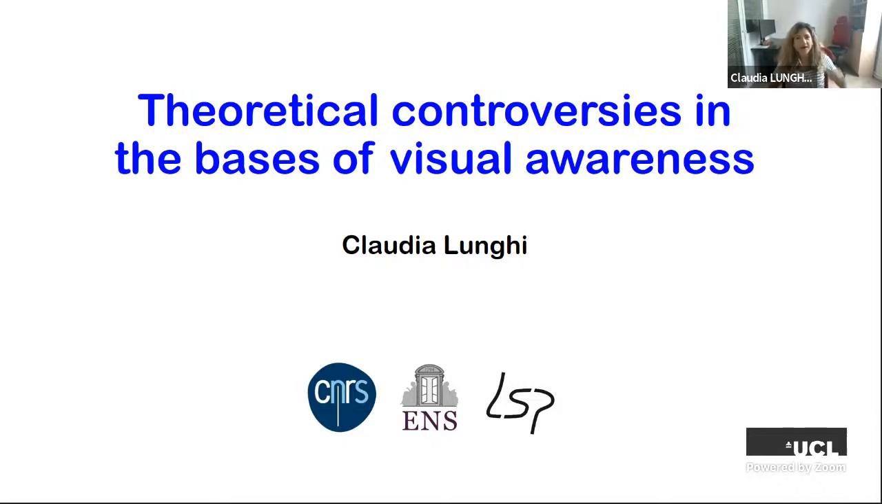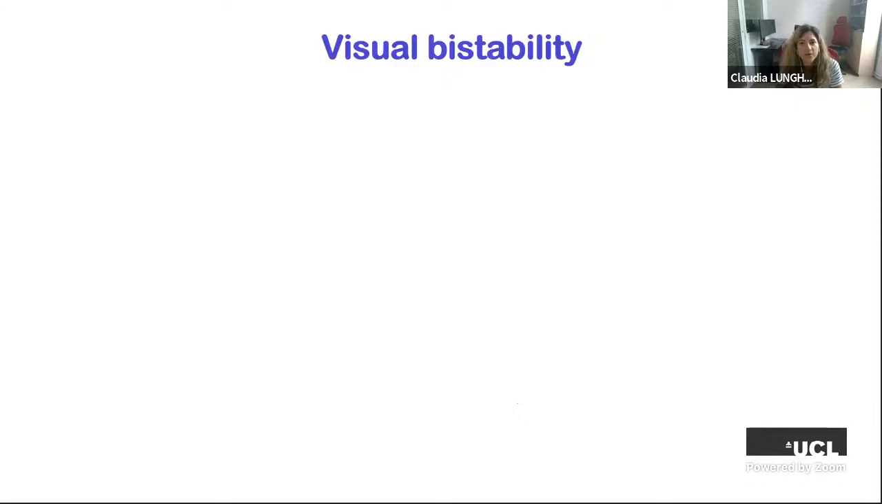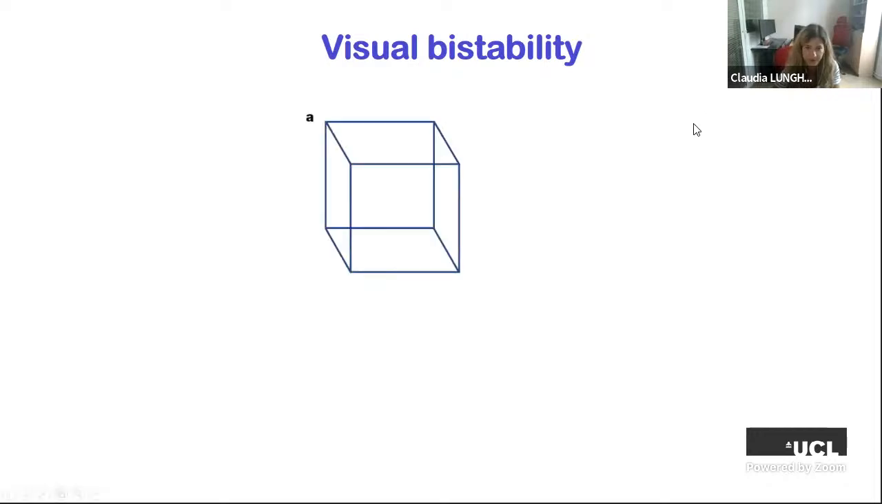All right, so I'm going to start by telling you about the visual phenomenon that is at the basis of this controversy. And the phenomenon is what we call visual bistability. Visual bistability occurs anytime that we have a figure that can be interpreted in different ways. For example, I will show you some very famous ambiguous figures, starting with the Necker cube. You perhaps are all familiar with it. In this case, the interpretation of the 3D configuration of the Necker cube is ambiguous.